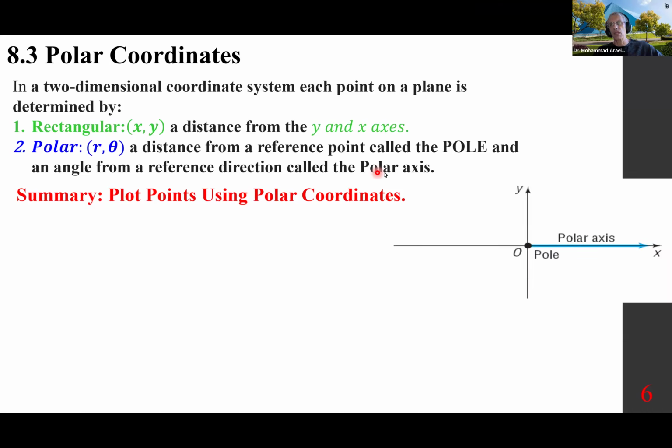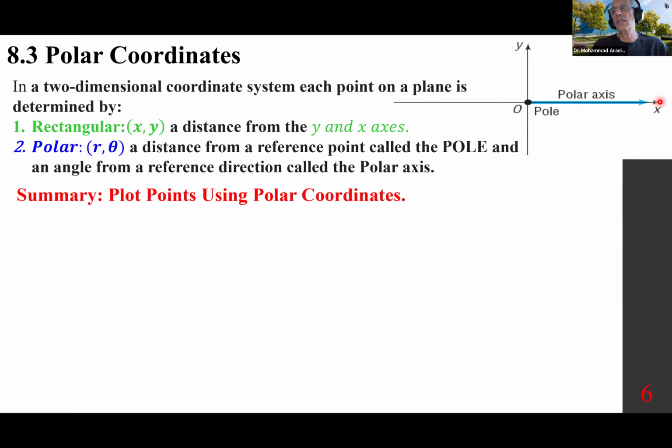So it looks like this. The x-axis is called the polar axis, the positive side. Here's the pole, that means the origin in essence when it comes to understanding that. Now, summary. Plot points using polar coordinates. Here's the summary of the section.